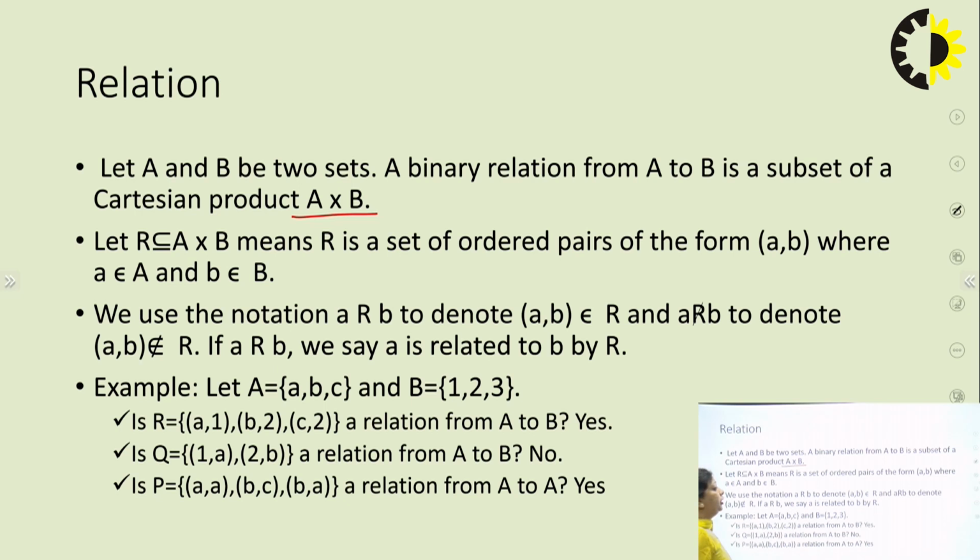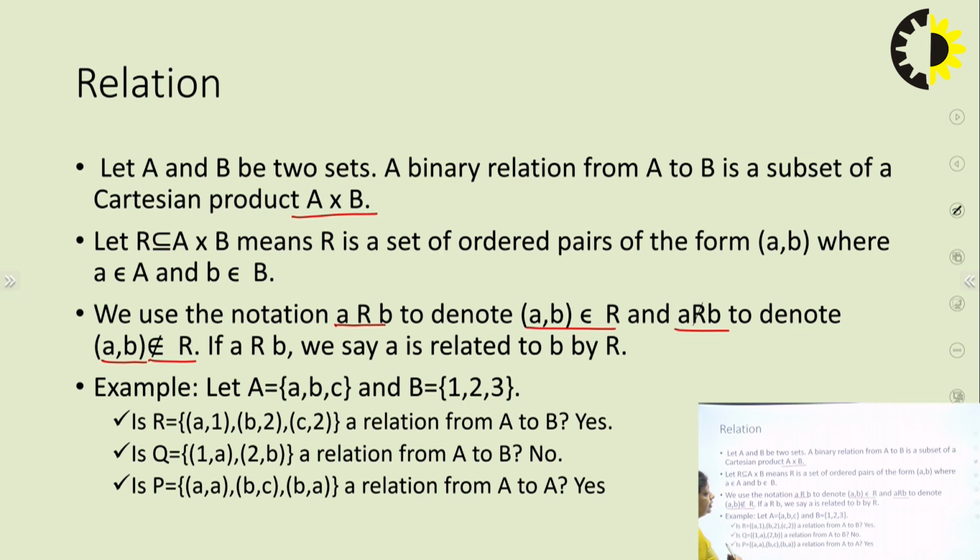Now we use the notation aRb to say that the ordered pair (a, b) belongs to the relation R. This is the standard notation we use to explain that (a, b) belongs to the relation. And if (a, b) is an ordered pair which does not belong to the relation, then we use the notation a R-not b. This denotes that (a, b) doesn't belong to the relation R. So if we have aRb, we say that a is related to b by relation R.